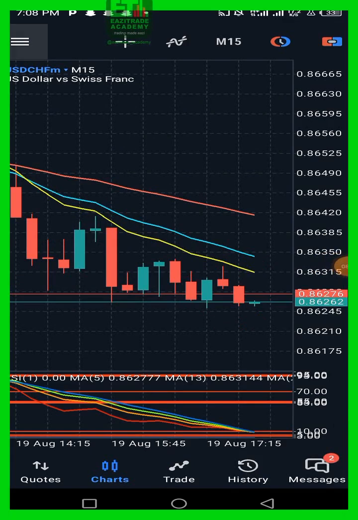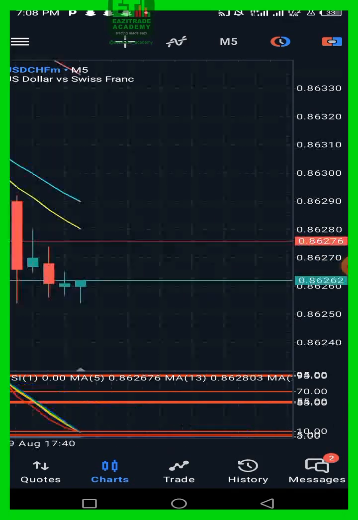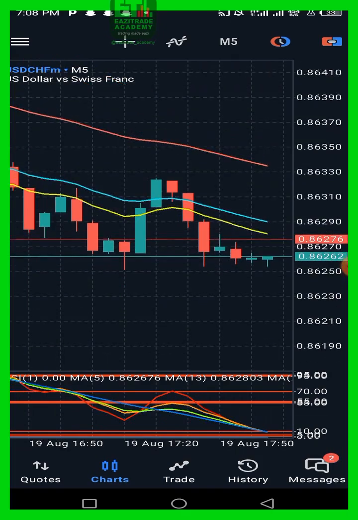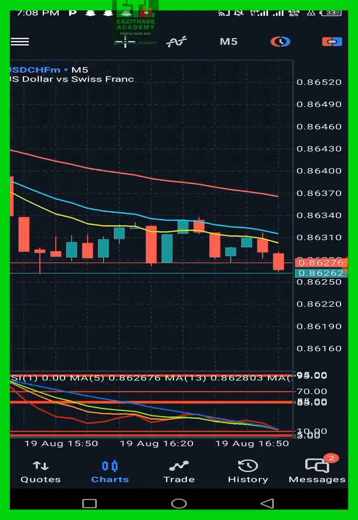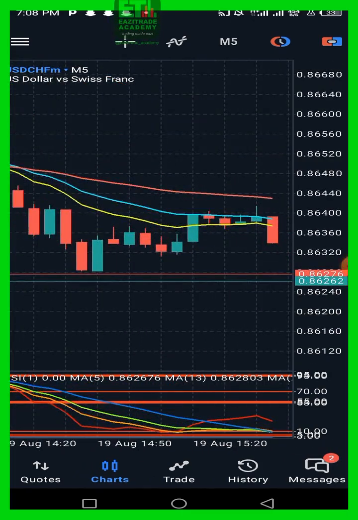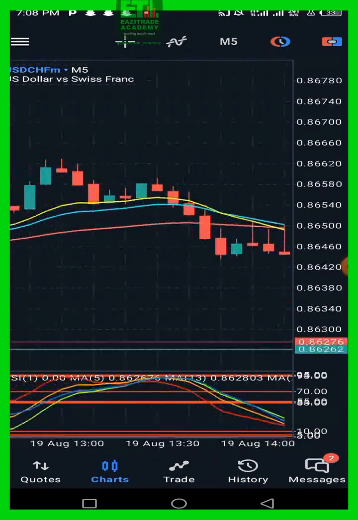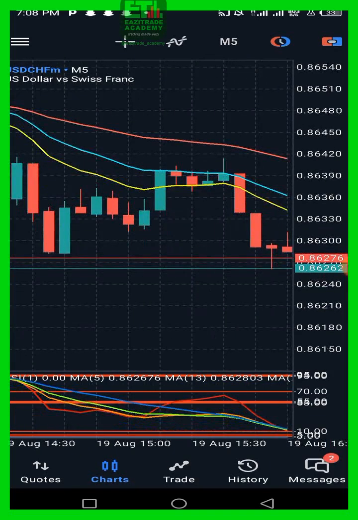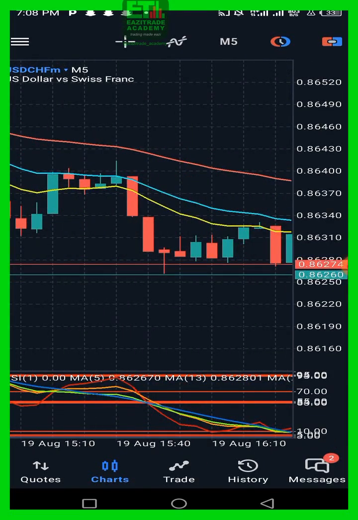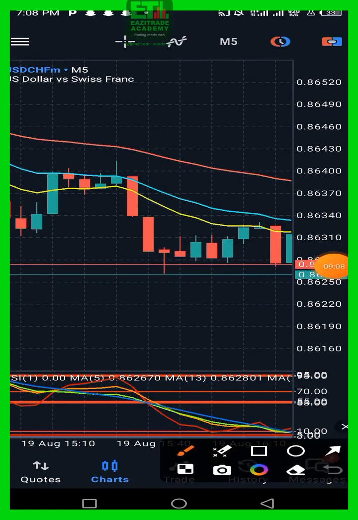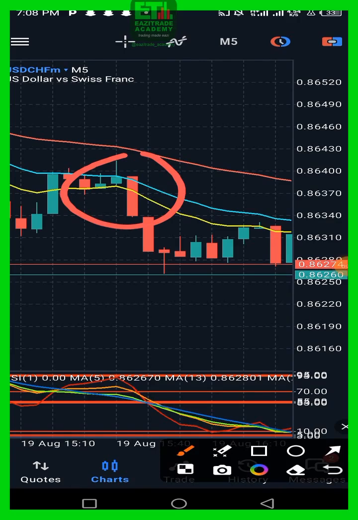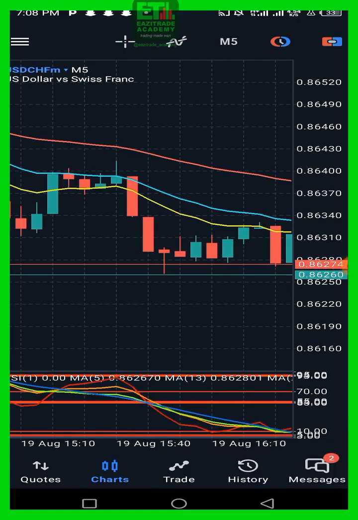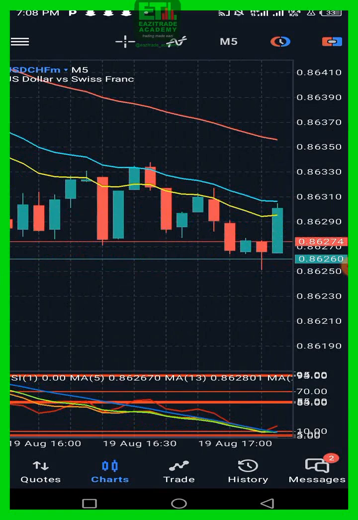All right, so let's take a look at 5 minutes. 5 minutes also shows, let's see if we can identify an evening star here, since the market is in a downtrend. Okay, we only spotted it on 15 minutes, a stronger evening star, but this can also be seen as an evening star, but not that strong. But 15 minutes has shown us what we are looking for.